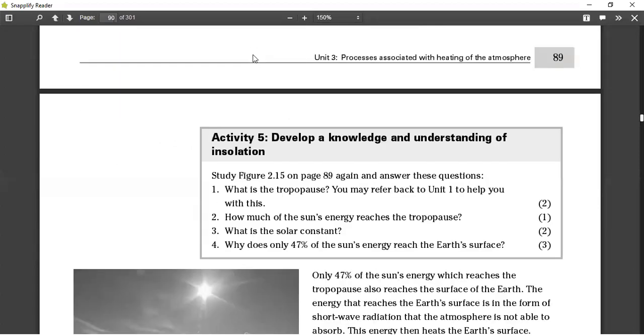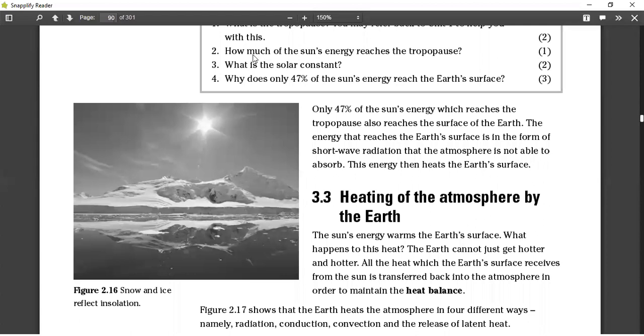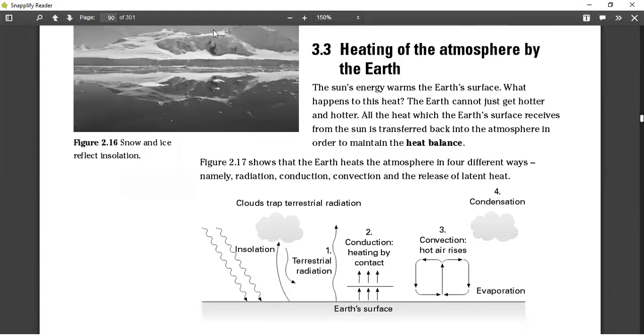Right. Let's stop the heating of the atmosphere by the Earth. All right, let's go back to the notes.